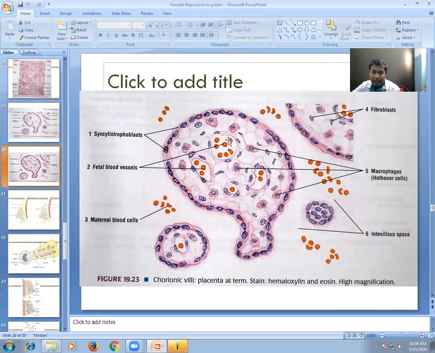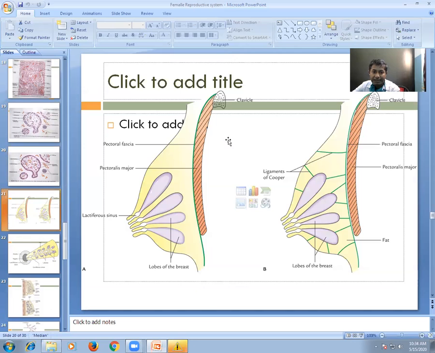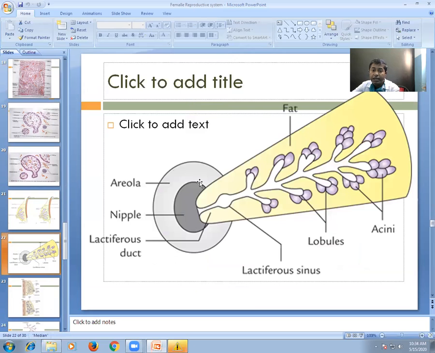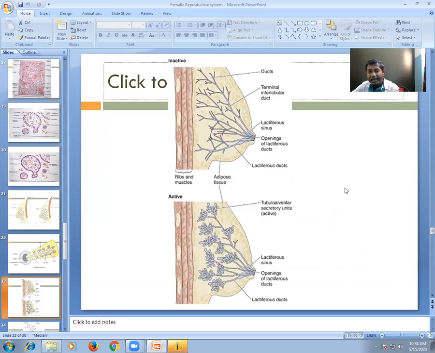We'll skip this, I'll show you the placenta later. Now the mammary gland has lobules, the structural and functional unit of the mammary gland. Each mammary gland consists of 15 to 20 lobules. This is the structure of one single lobule. This is the nipple and areola, where the lactiferous duct opens, and at the end the lactiferous duct is dilated to form a lactiferous sinus, and these are the lobules.